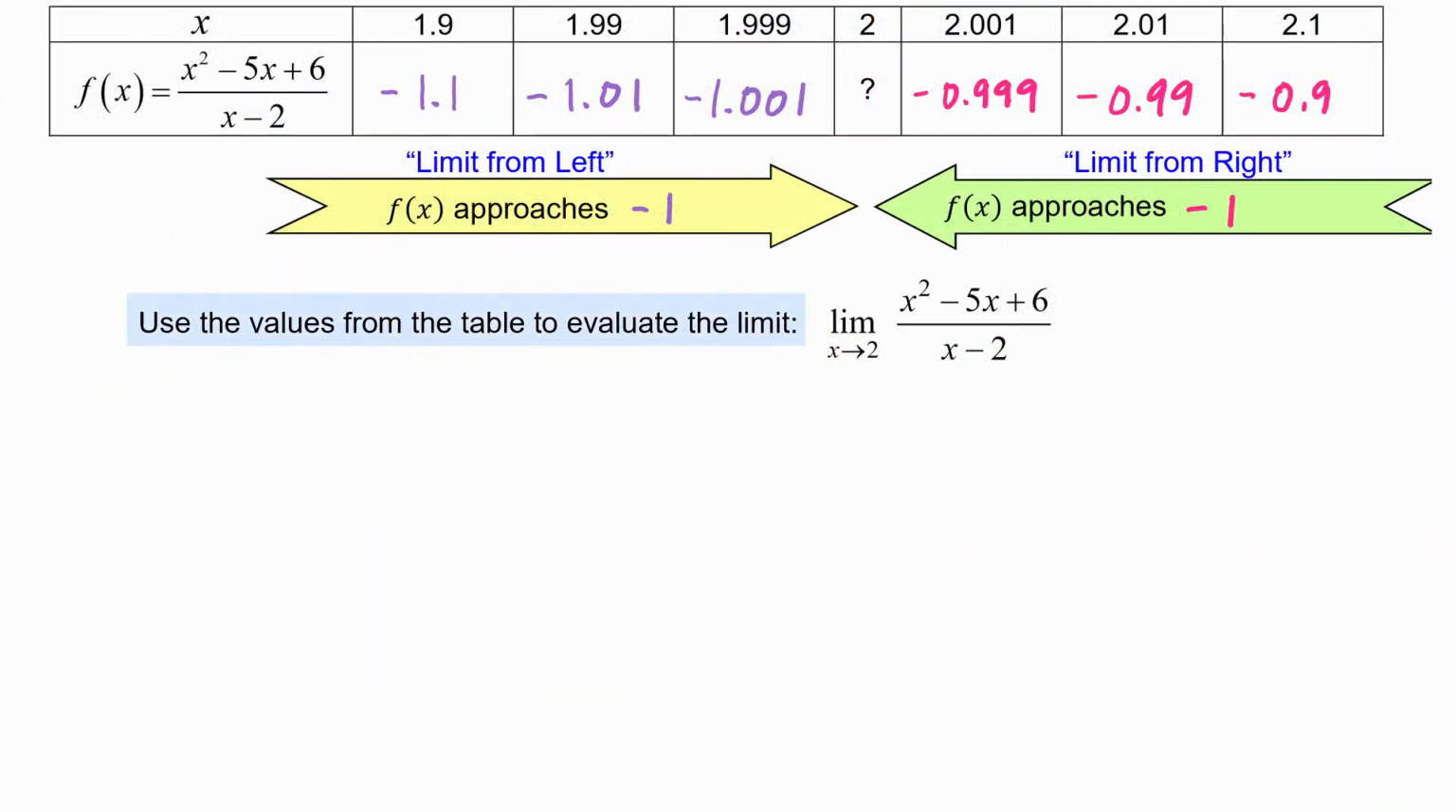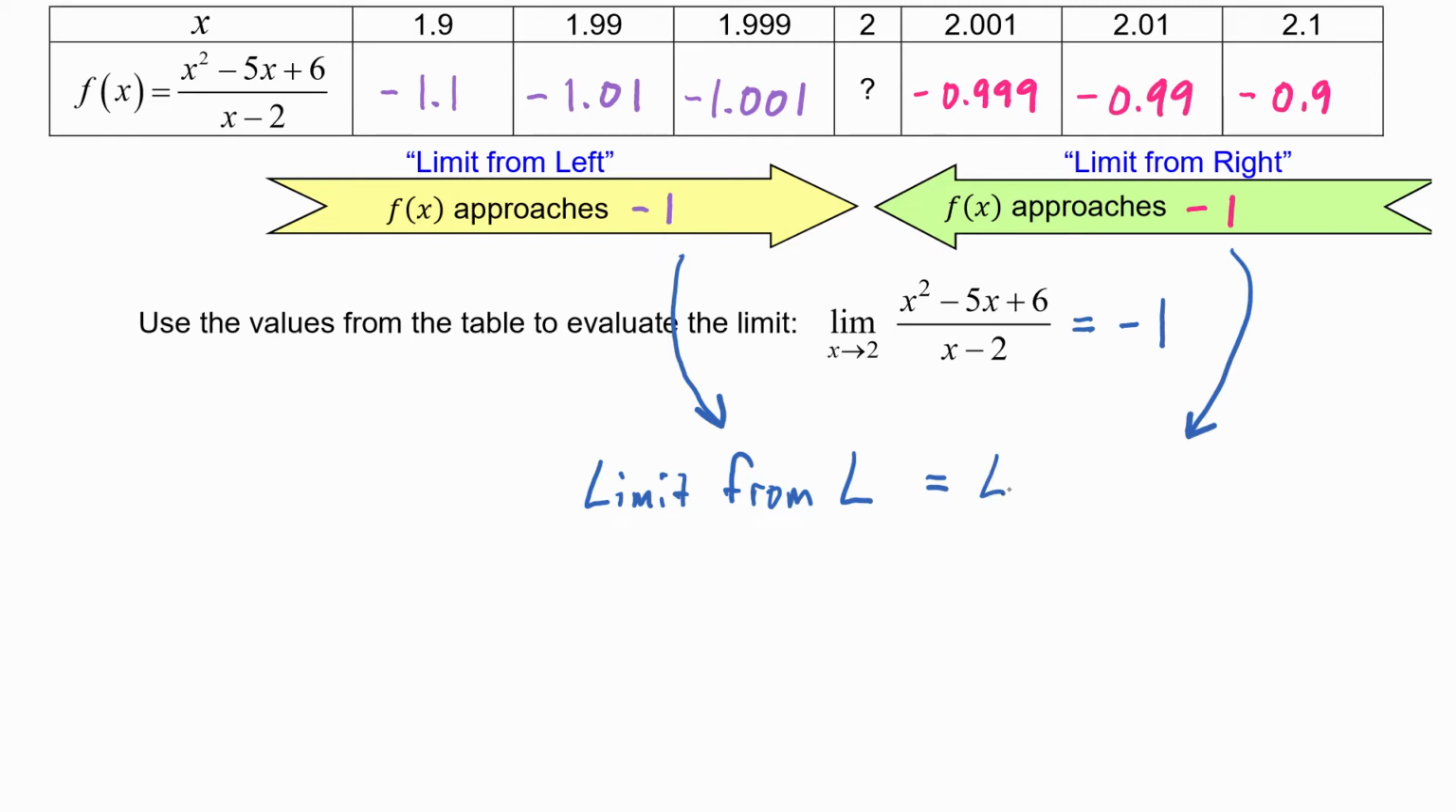Now we can use the values from the table to evaluate the limit. And we say that the limit as x approaches 2 of the quantity x squared minus 5x plus 6 over the quantity x minus 2 is equal to negative 1. And the reason that limit exists and is equal to negative 1 is because the limit from the left was exactly equal to the limit from the right.